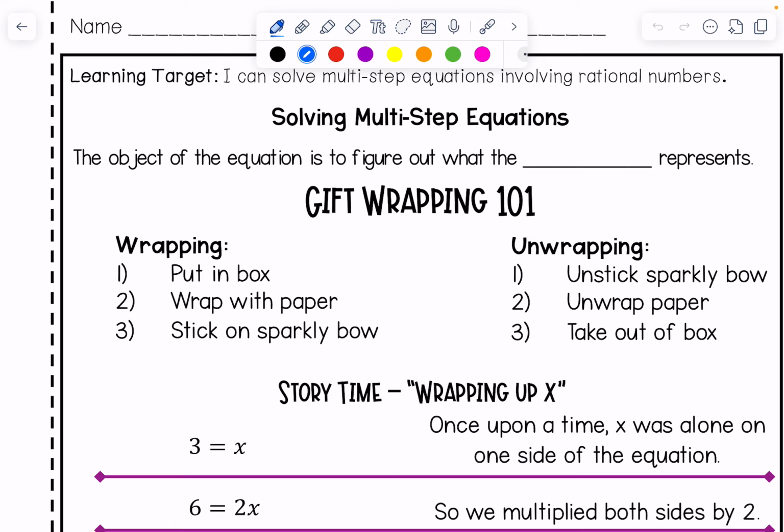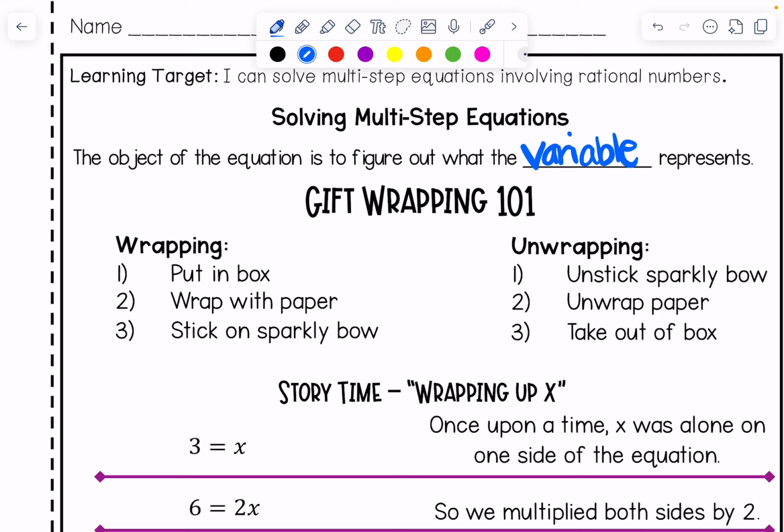So one thing that we want to be remembering is what the object of an equation is. When I say the object of an equation, it means our goal of every equation, and that's to figure out what the variable represents. We're constantly trying, that's our ultimate goal. We want to know, what does the variable represent?